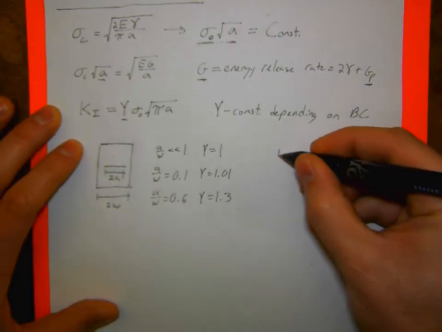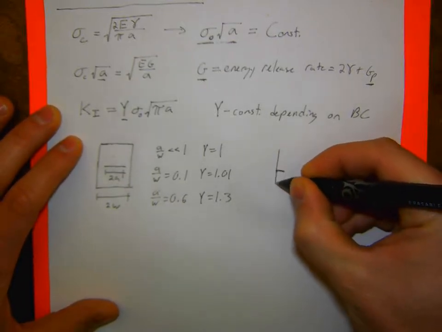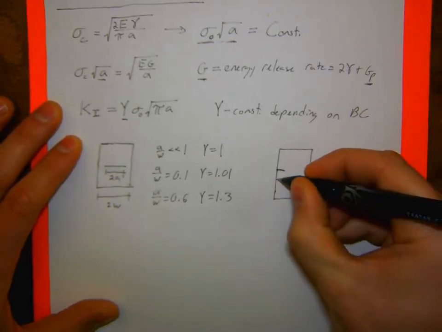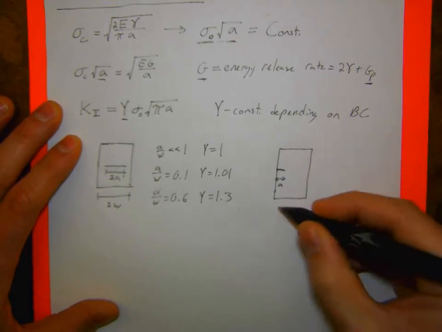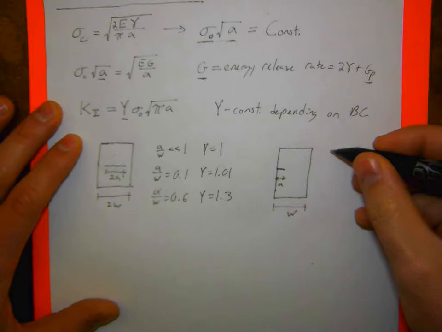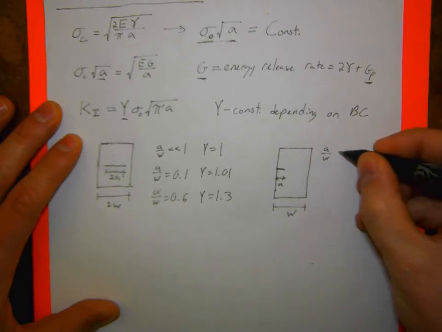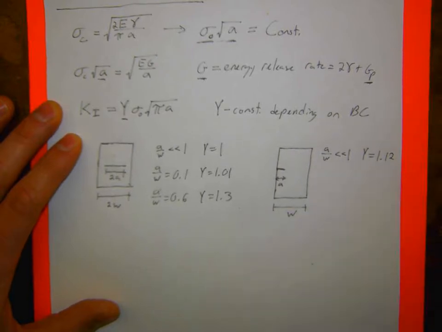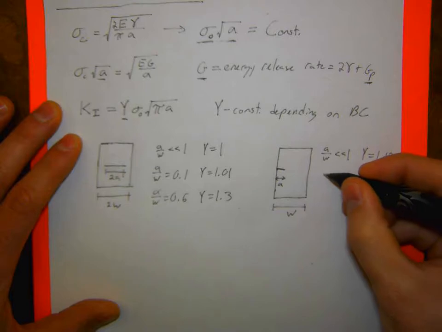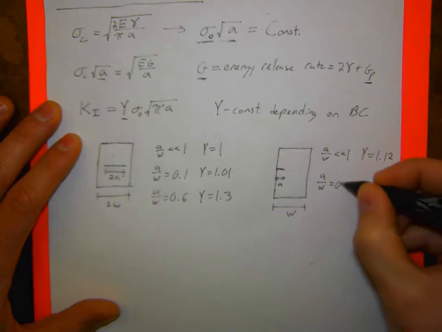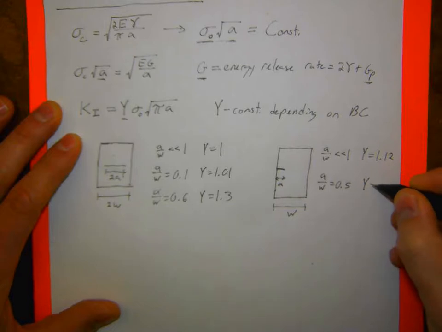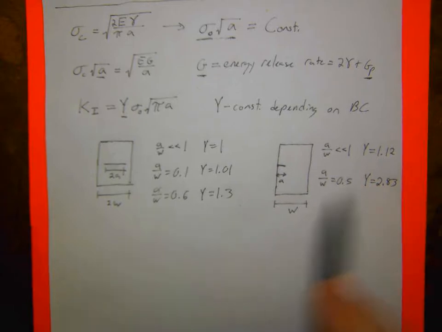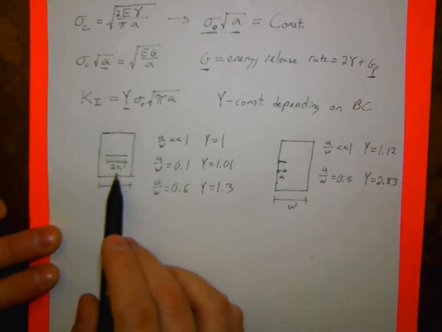For an edge notch crack, these constants all change depending on which type of crack you have, and edge cracks are particularly bad. If a over w is very, very small, then Y is still some constant, 1.12. And for a over w of 0.5, half the plate length, Y is 2.83. So it's a much more significant stress concentration factor having it at the edge of a sample versus in the center of a sample.